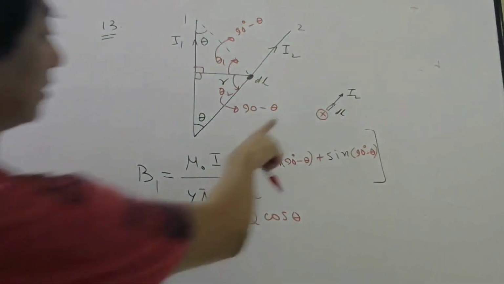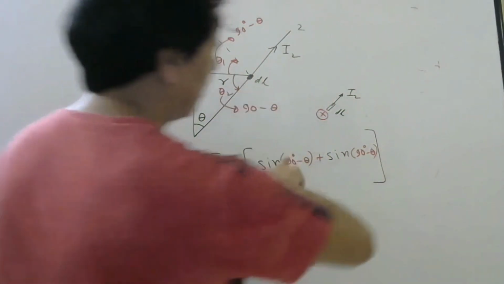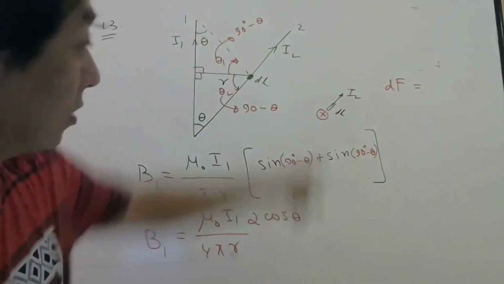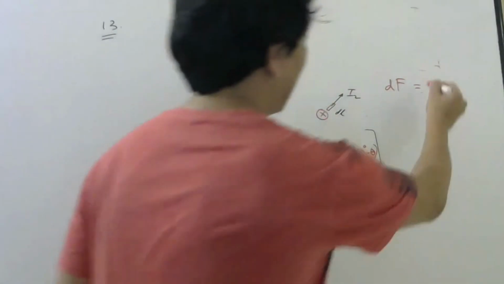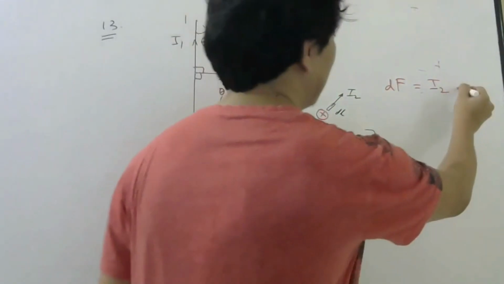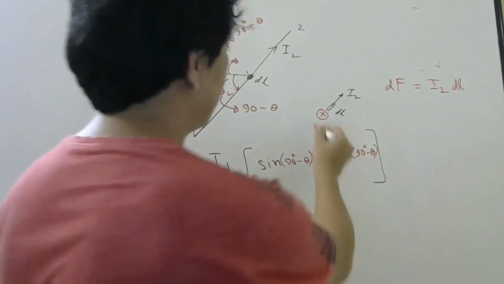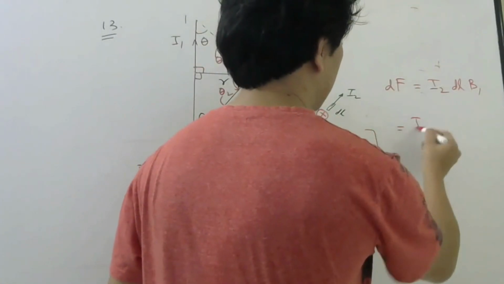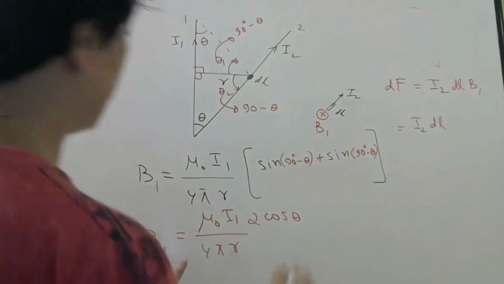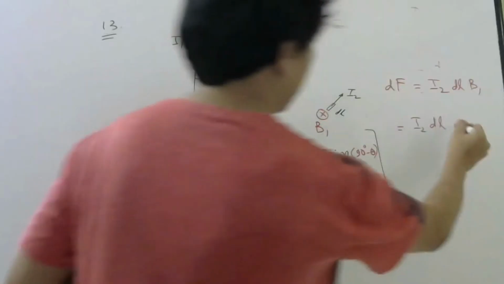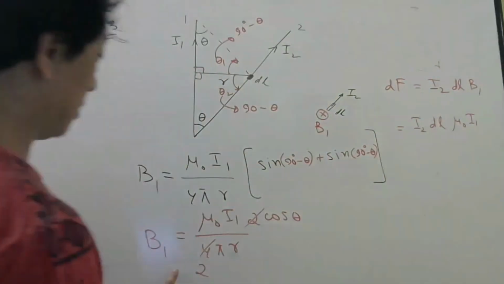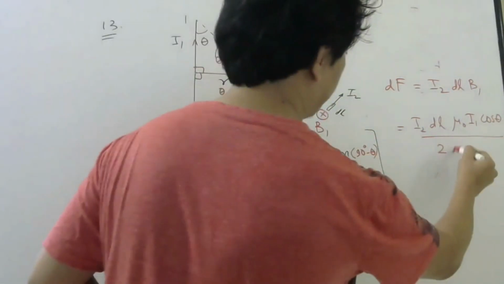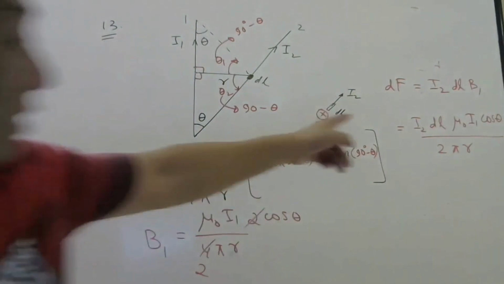Correct? Current is on this second wire, in this direction. So force on this part, dl part, will be what? Force on this part we want. So current in this part is I2, length of this part is dl, and magnetic field here is B1, which is produced by this wire. So it will be I2 dl times B1. What is B1? These two 2's are 4, you can cancel. So mu naught I1 cos theta divided by 2 pi r.